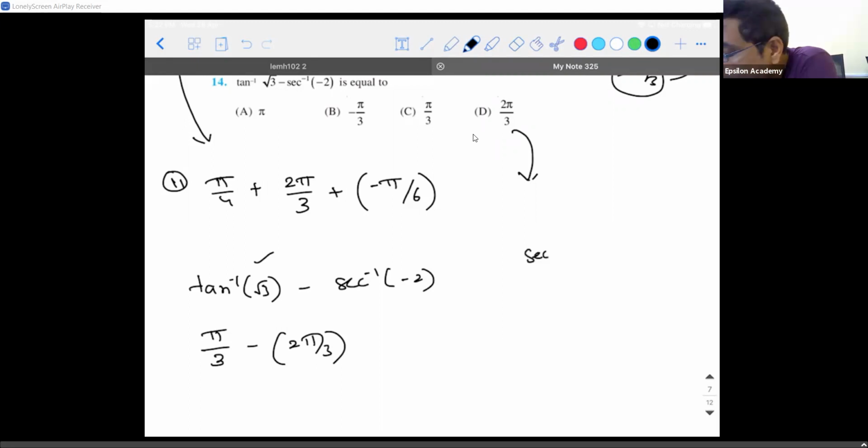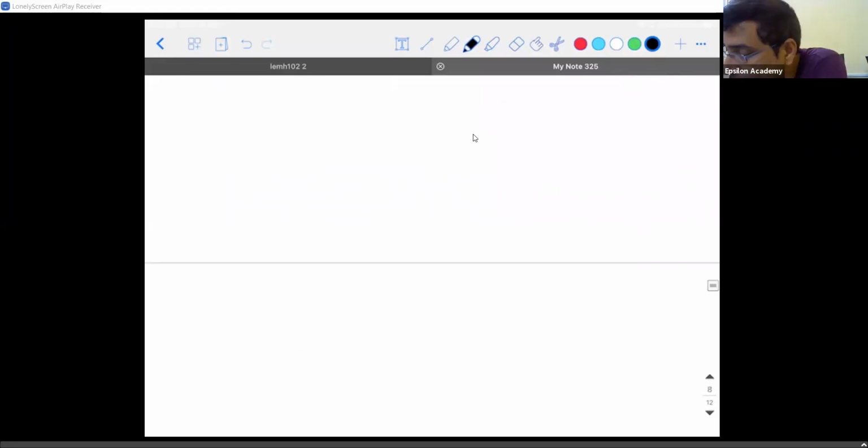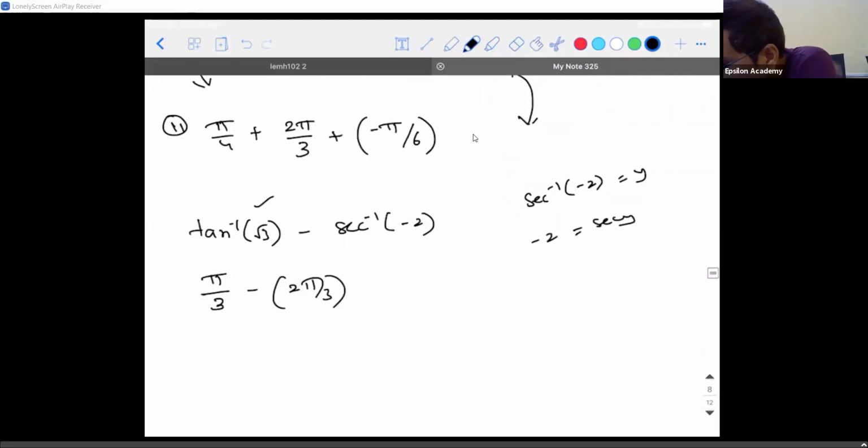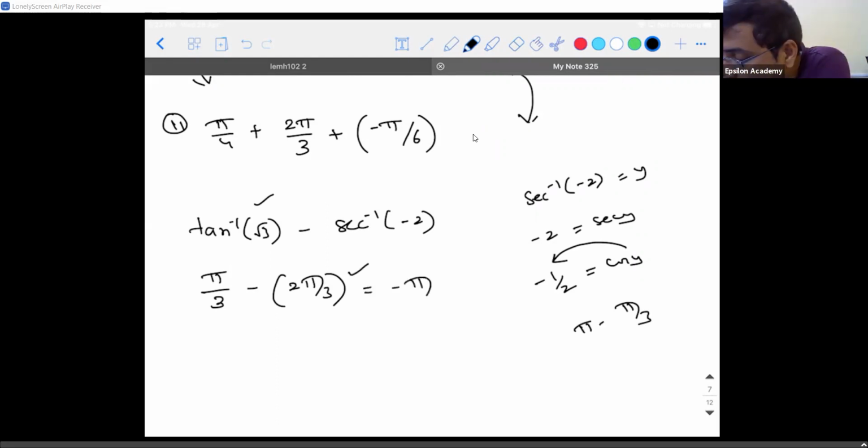For people who didn't understand, I'm explaining. Listen, secant inverse of minus 2 is y. So take secant on both sides: minus 2 is equal to secant y. If you are not comfortable with secant y, convert it to cos. So secant y is minus 2 means cos y will be minus half. What will be the value of y which will give you plus half? Pi by 3. Since it is cos, write it as pi minus pi by 3. That is why it is 2 pi by 3. So pi by 3 minus 2 pi by 3, the answer will be minus pi by 3. Easy? Everybody is clear? Yes, sir.